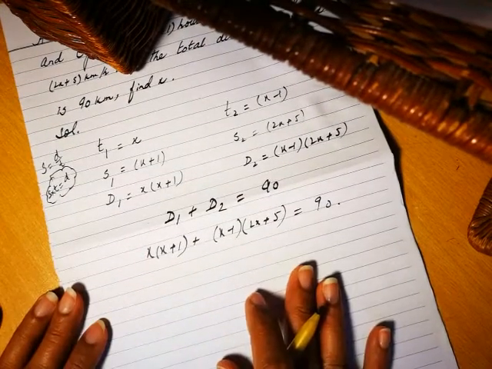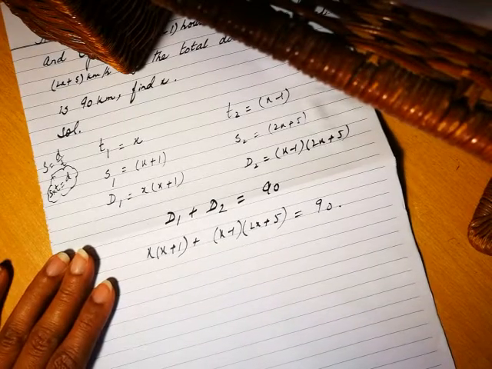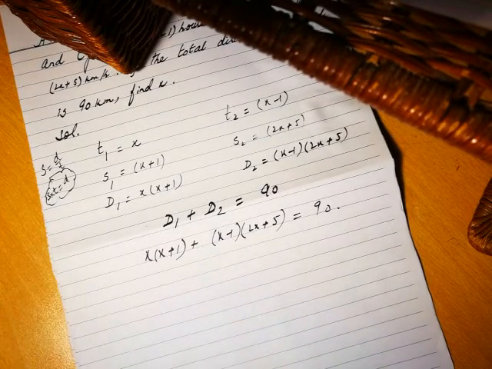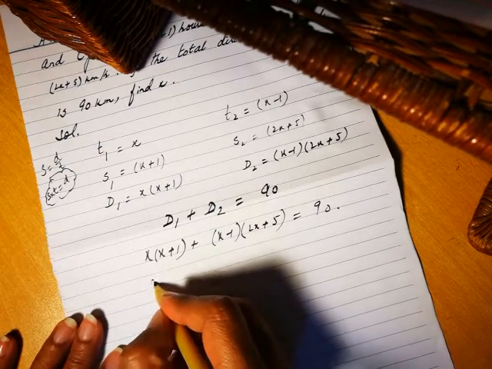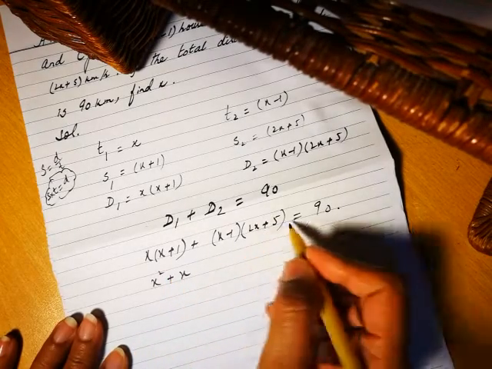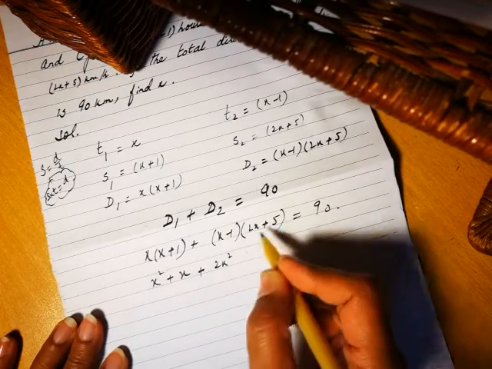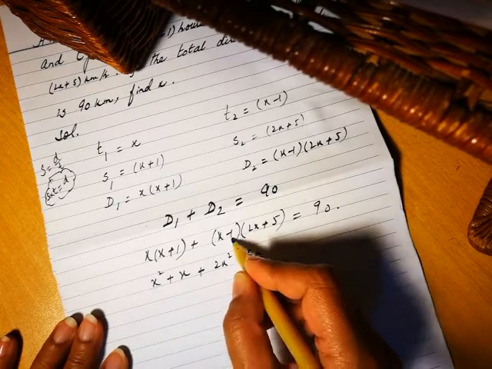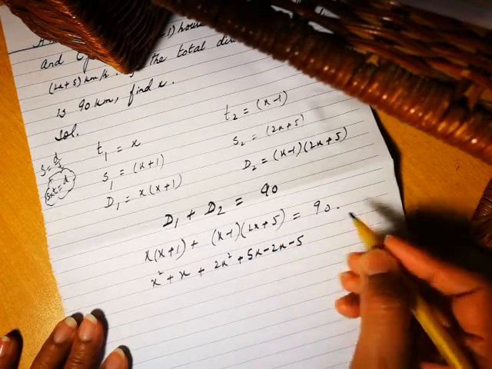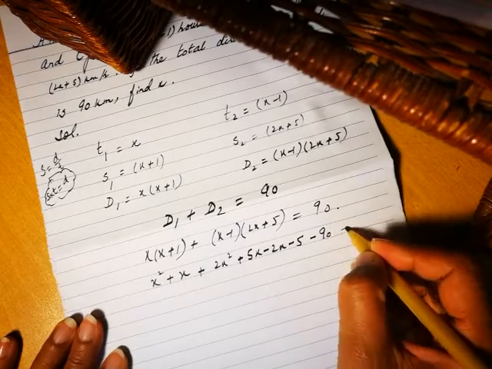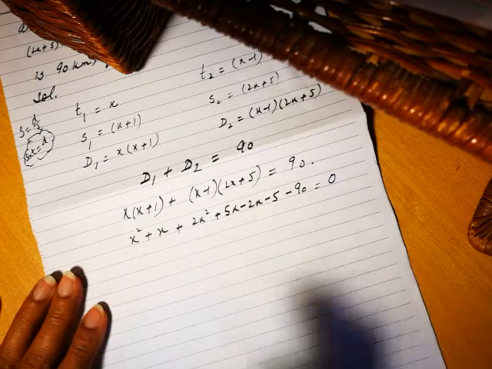We found the equation. We had the data. Distance 1 plus distance 2 is equal to 90. So by putting the values, we have gotten an algebraic expression. So x times x plus 1 will give me x square plus x. And by multiplying these two, I'm going to multiply x by 2x, that will give me 2x square, and x by 5, that will be 5x. And then minus 1 times 2x will give me minus 2x, minus 1 times 5 will give me minus 5. And I'm going to shift 90 to this side because I'm going to have a quadratic equation on this side and I'm going to factorize it further.